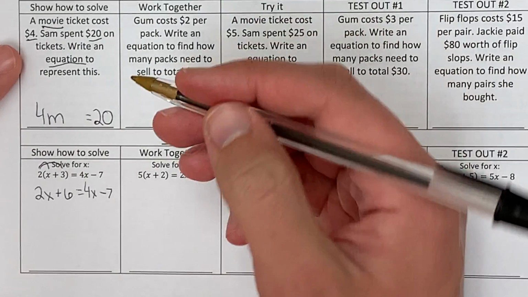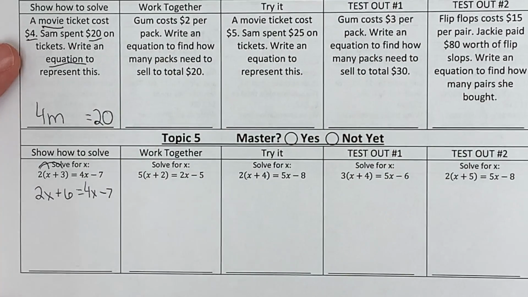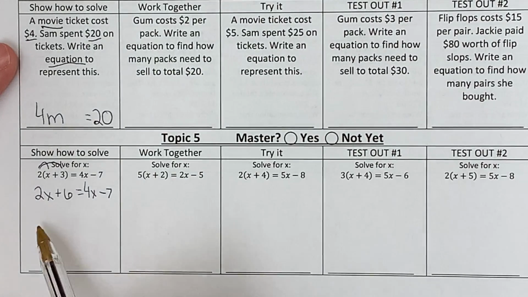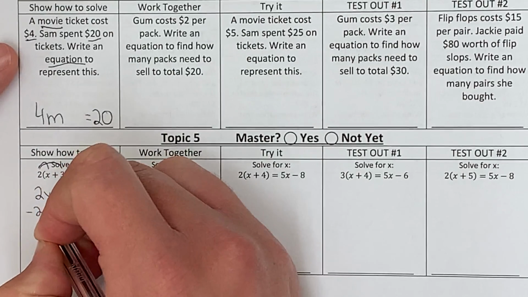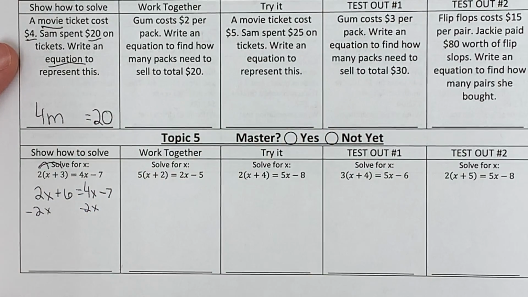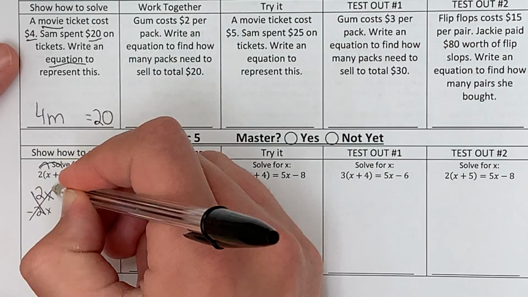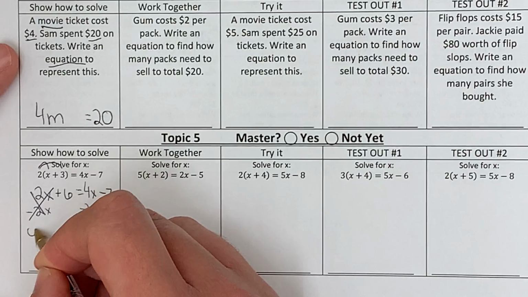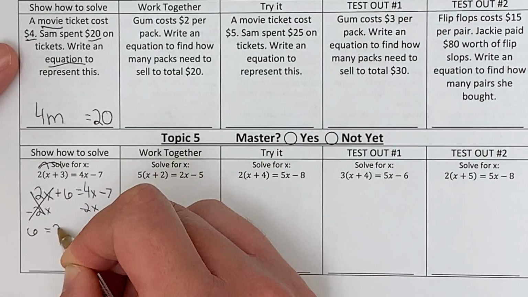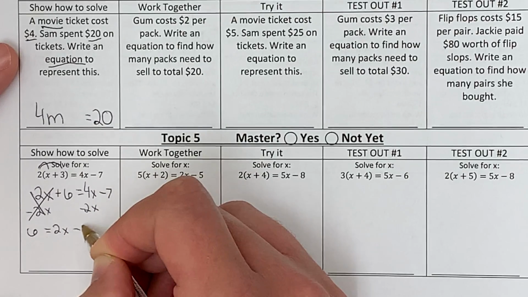All right, now next, I need all my x's on the same side. So I'm going to look at what number of x's is lower. Which number is lower, 2 or 4? Well, 2 is less than 4, right? So I'm going to get rid of the 2x, and I'm going to do that by subtracting 2x from both sides. Well, 2x minus 2x will cancel out. I'm going to bring down my 6, my equal sign. 4x minus 2x is 2x. Bring down the negative 7.